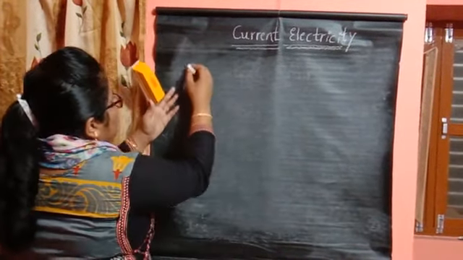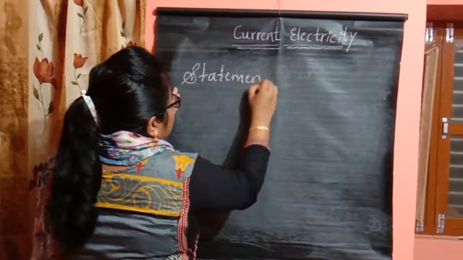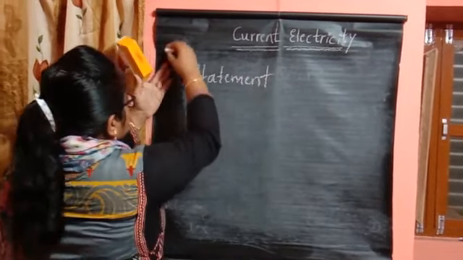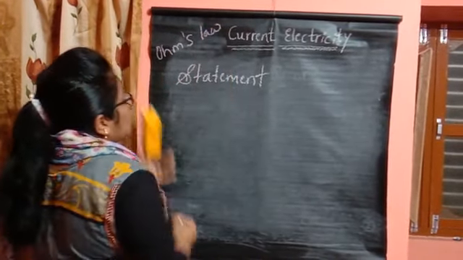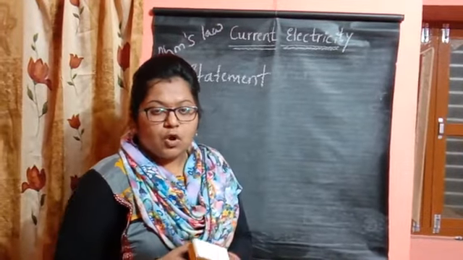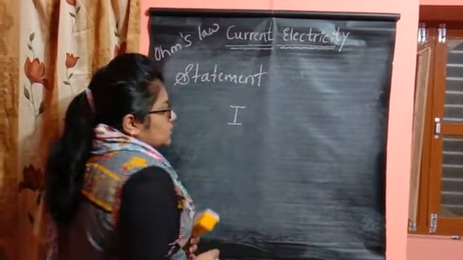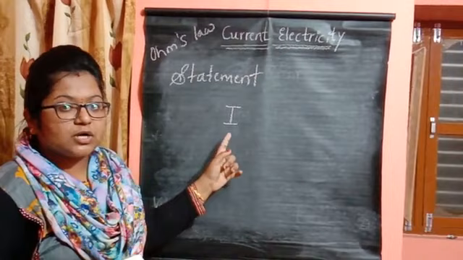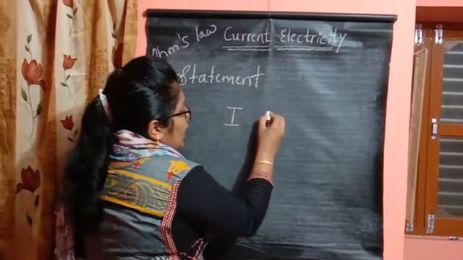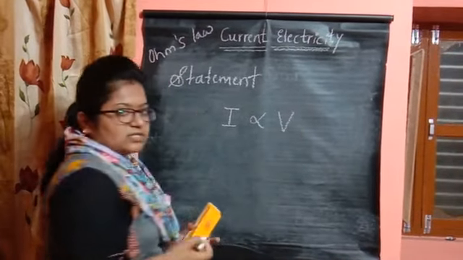in a conductor. So now let's state the law. What is the statement of Ohm's law? Here we are studying Ohm's law. Ohm's law states that the current flowing through a conductor is directly proportional to the potential difference across the conductor.